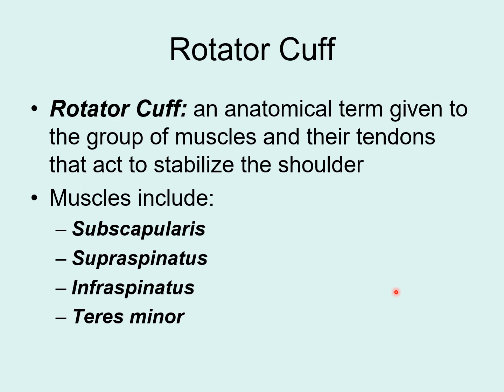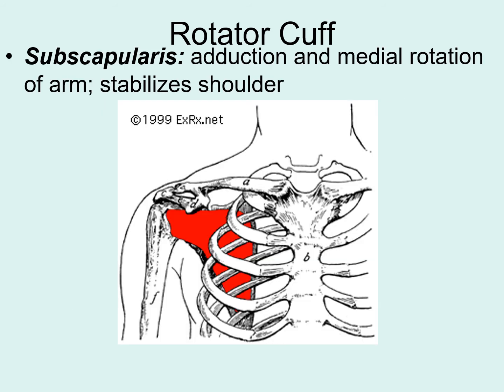As we continue on, you have the rotator cuff. It's a group of 4 muscles. They help to stabilize that shoulder. So the muscles that are involved collectively and known as the rotator cuff: subscapularis, supraspinatus, infraspinatus, and teres minor. So these 4 will work together.